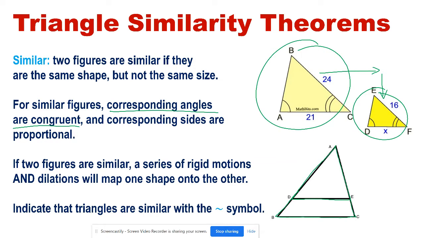The symbol with similar is this one little squiggle. With congruent, we had the equal sign with the squiggle on top. With similarity, we get rid of the equal sign. We just have the squiggle.